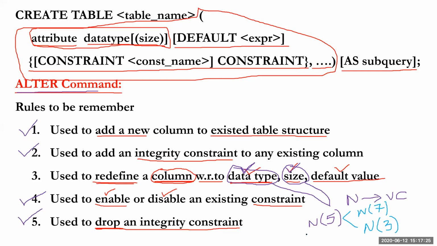Already your column or attribute has been defined like this. With this, you want to increase the column size, same data type, but 5 will be increased to 7. This is one context. The second context is wanting to decrease the size of that column. Increasing the size of a column of the same data type is straightforward. There is no problem.